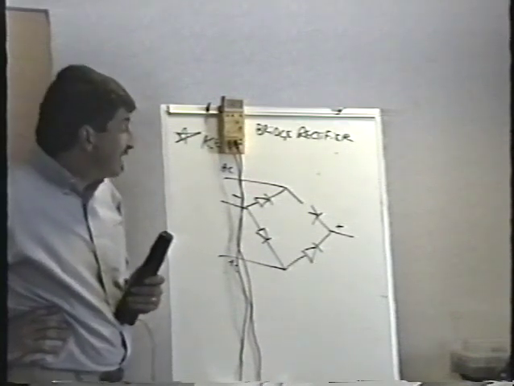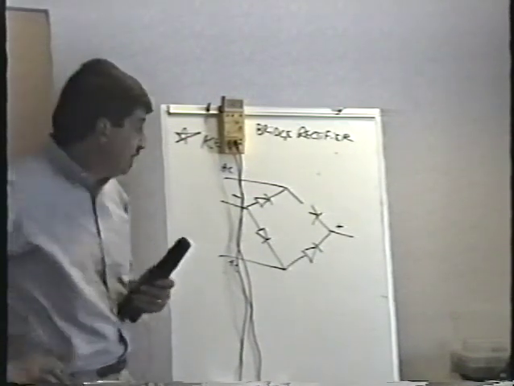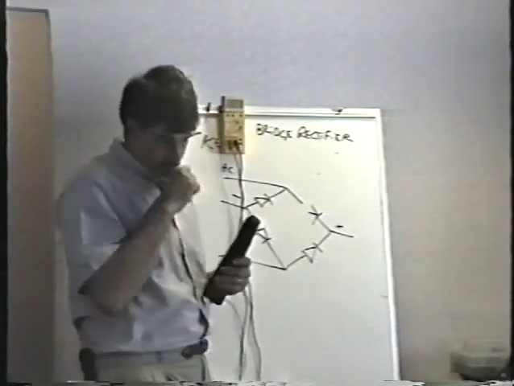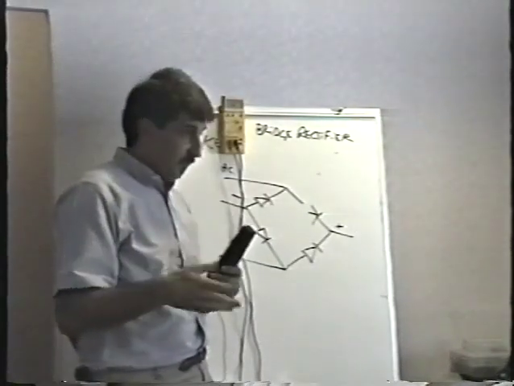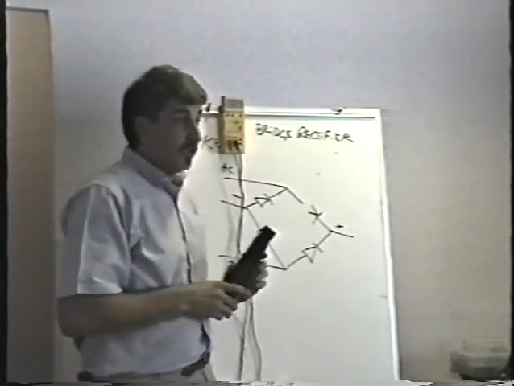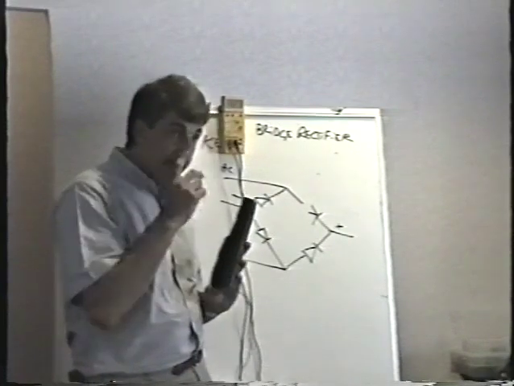Bridge rectifiers have the same ratings as diodes do. After all, they are just diodes inside. They're rated by voltage and by current. Same thing. You can always go up in voltage rating. You can always go up in current rating as well. Okay, make sense?